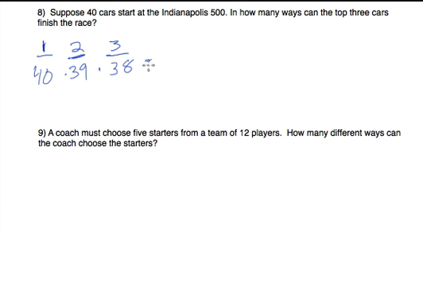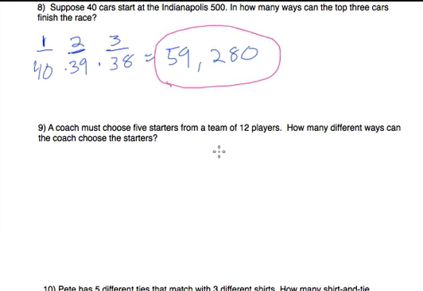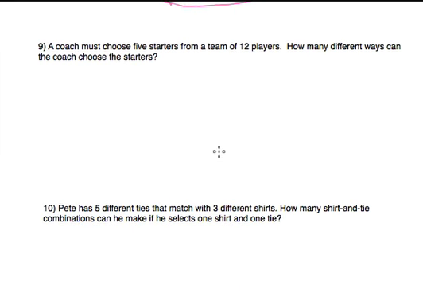You multiply all those together, 40 times 39 times 38, and you get the small, modest value of 59,280 different permutations. These are permutations, not combinations, because order matters. You would care if you got first or second, especially if the prize was money.